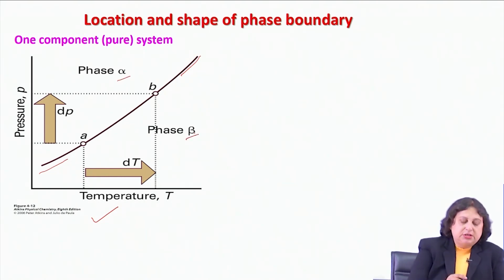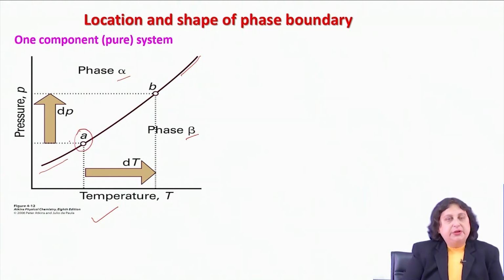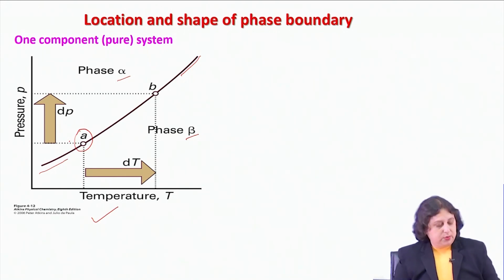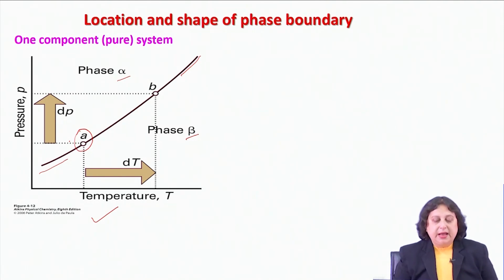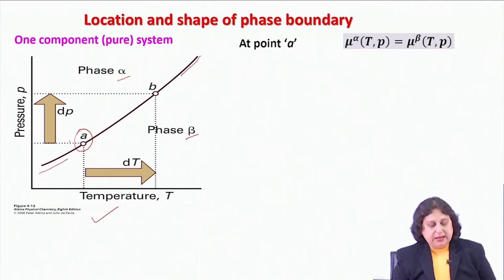Now let us first look at the point A. At the point A, the phases alpha and beta are in equilibrium with each other. Therefore, I can say that at the point A, mu alpha (T, P) must be equal to mu beta (T, P).